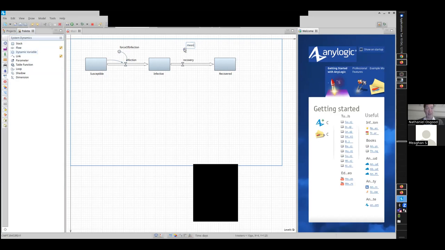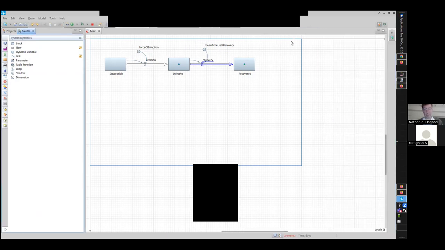Okay, mean time until recovery. And you tell me what the formula is for this flow. What's the formula? Yes. Good. Okay, good. Divided by the mean time until recovery, right?